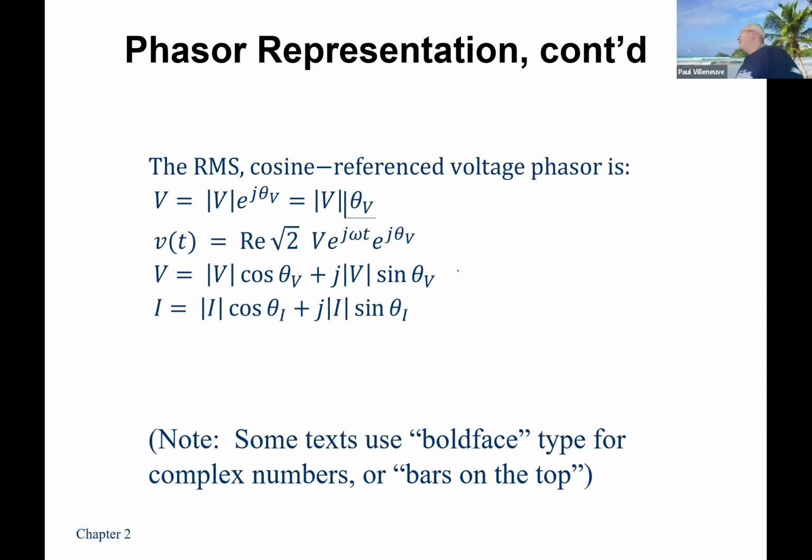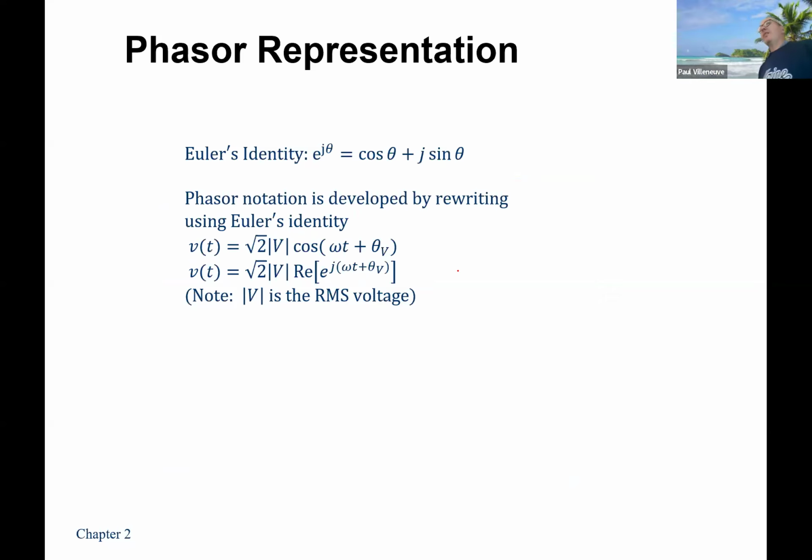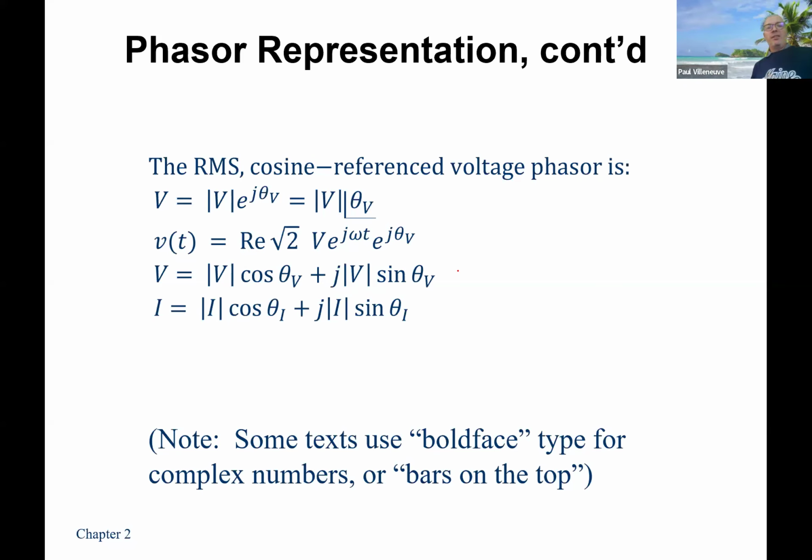So here's our v of t. Now we're going to go ahead and write it in the time domain. Because we're talking about a cosine wave, and we did Euler's identity, we saw that the real part of e to the j theta is the cosine term. So since we're using cosine waves, if we take the real part of e to the j omega t and e to the j theta v, we're going to get our voltage.